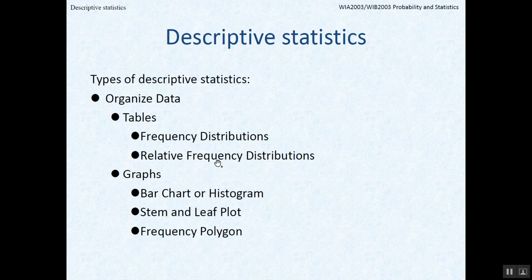Here are some samples of tables. You can organize tables in the form of a frequency distribution, which is basically the individual numbers in terms of the frequency, or you can say the counts. Or you have the relative frequency distribution, which is basically a compilation of each frequency.